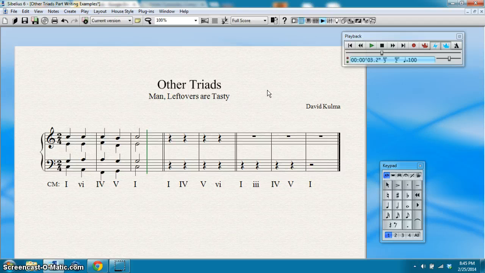So here I have 1, 4, 5, 6. So this is something we've already done before. It's a deceptive progression at the end, using 6 as a tonic substitute. But I think it'd be useful to go over the information again for you. So here we go. I have in C major, C to F to G to A.